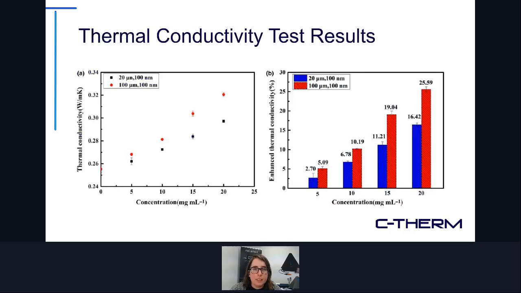You can see in this case on the left-hand side, the thermal conductivity test data. So as a function of nanowire concentration, you have the thermal conductivity response. And then on the right-hand side of the screen, you can see the relative improvement of the thermal conductivity of the fluid for different lengths of the nanowire.